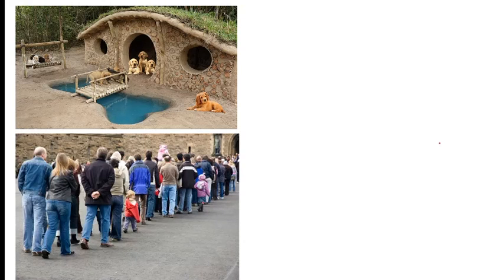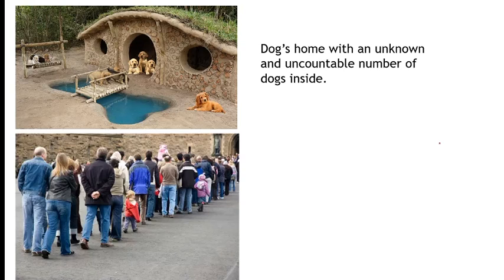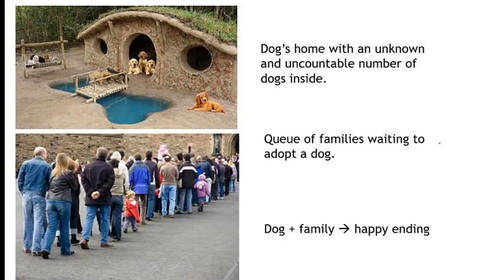So I'm going to make a simple comparison here. Imagine we've got a dog's home. The dogs are all running around like crazy. We obviously want a home. And what we've got is an unknown and uncountable number of dogs inside. Now one way to figure out how many dogs there are would be to have an open day and have a queue of families waiting to adopt a dog. And what we're going to assume is that each family adopts one dog. So if that was a chemical reaction, it would be something like this. Dog plus family produces a happy ending.